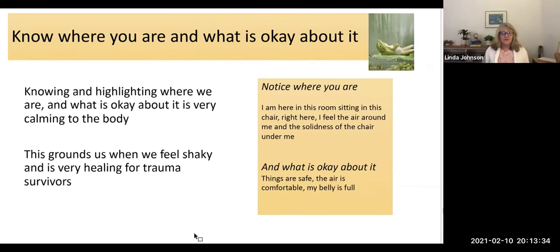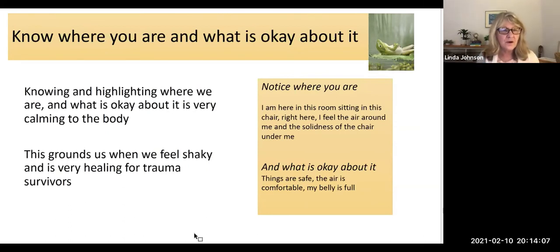Okay, this one is very powerful for inspiring a sense of security, surprisingly. And it's a very simple exercise. And it's one that you can follow the relaxing breath with. And that is the calming breath with the longer exhale, the 1 minute breath. So it's knowing where you are and what's okay about it. And this is an exercise used really often with trauma victims because it helps reground and create a sense of safety. So what we're doing here is cultivating a sense of inner safety.